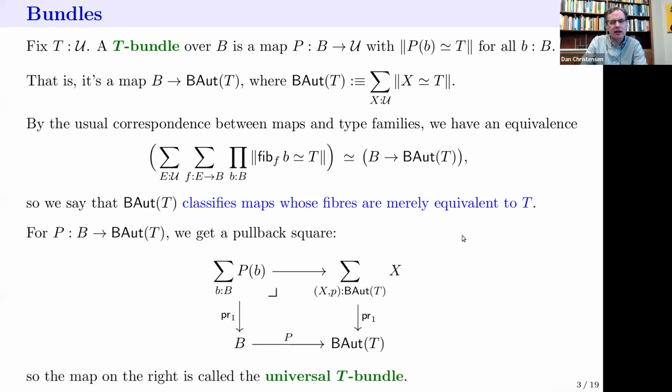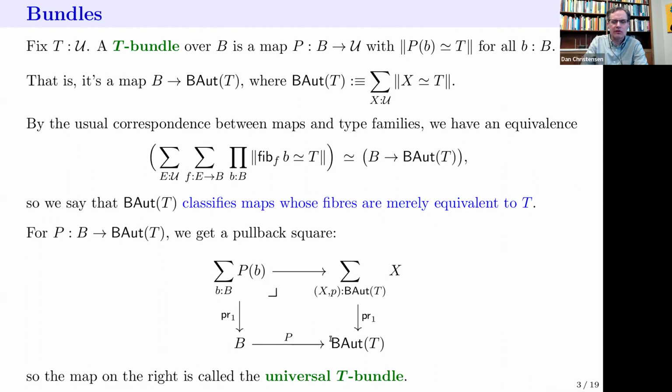And in fact, you can see that classification as a pullback. I've written it down here in the case where we start with a type family. Then we can form the total space of that type family. And here, P of b, strictly speaking, is a pair of a type and a proof that it's merely equivalent to T. But when I write it in this context, I mean just the type, the first component of that pair. So this is the total space of the type family with its first projection.